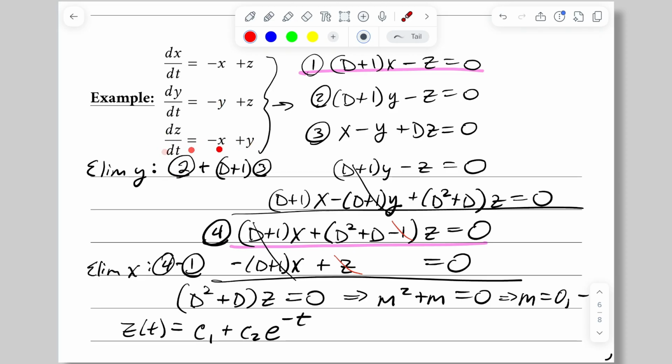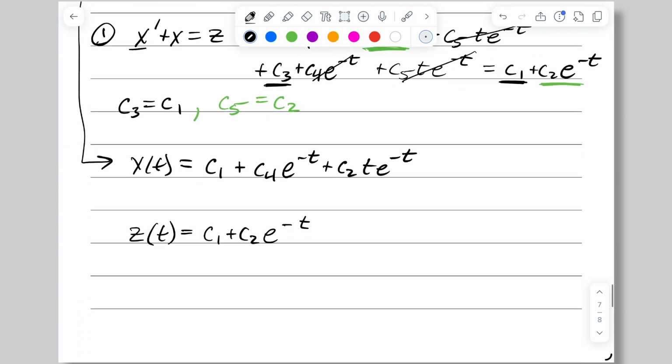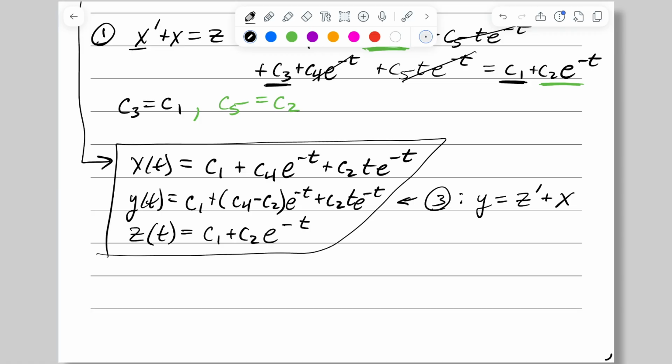dz/dt is equal to -x plus y. Well, that means that equation 3 gives us that y is equal to dz/dt plus x. And I will tell you the result of that is that y of t is equal to c1 plus c4 minus c2 e to the -t plus c2 t e to the -t. Joining that together with what we had for x and z solves the system.